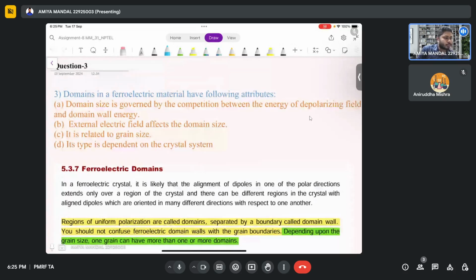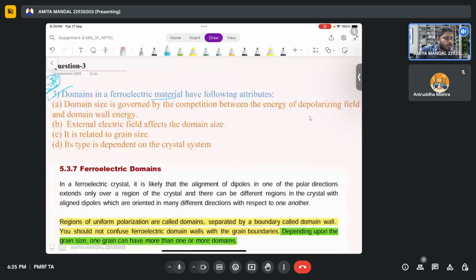Now, question number 3, just read what it's telling. It's telling that domains in a ferroelectric material have the following attributes. Number one, domain size is governed by the competition between the energy of the depolarizing field and the domain wall energy. This is correct. Next is external electric field affects the domain size. Of course, there is electric field involvement in the domain size, so this is also true.